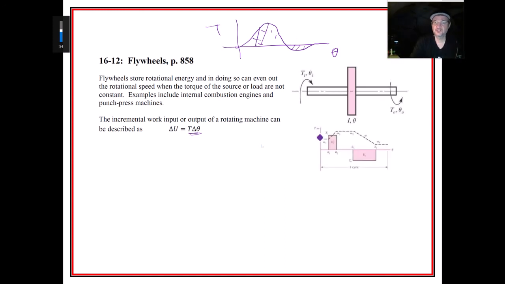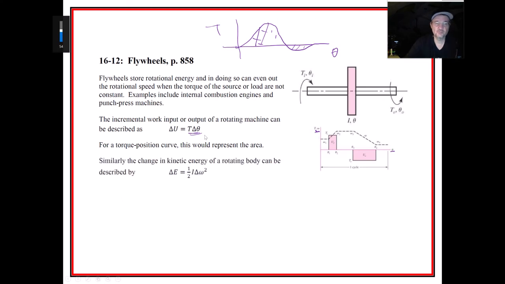So here they're showing torque versus theta. But by the way, the area under the torque curve would be represented by the energy. We could also superimpose the angular velocity. So you'll also notice there's an omega right in there.